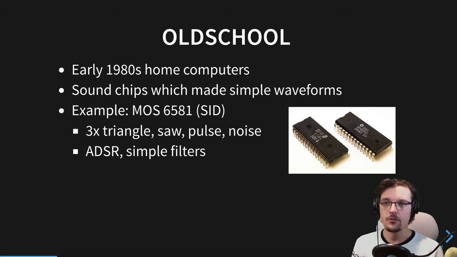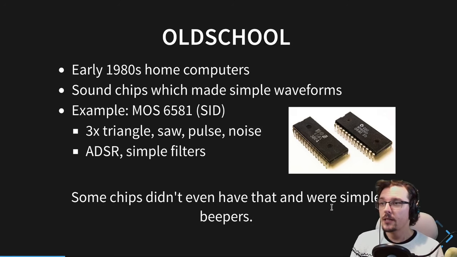So let's start, 8 slides later, with the first generations of home computers back in the early 80s. These had only rudimentary audio capabilities. At best, they could make a few simple waveforms, an envelope, and maybe some basic effects, as in this example of the popular SID chip. Some chips didn't even have that and were simple beepers. But even these chips had really simple capabilities. Driving them was also fairly simple, just a few register writes in a few instructions, and you got yourself some kind of a sound.